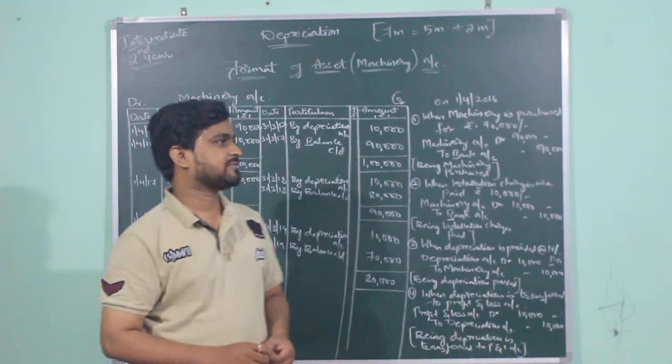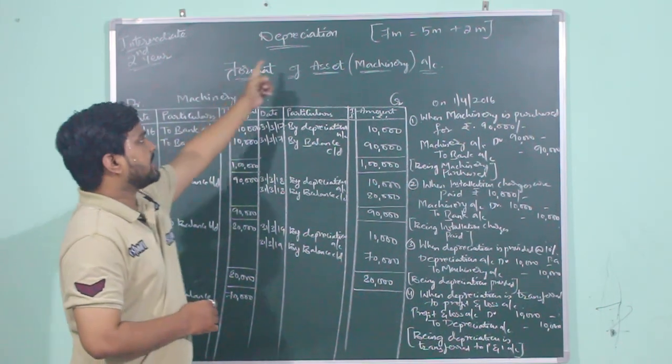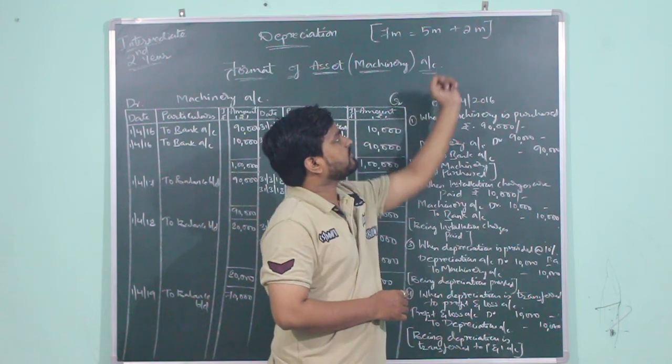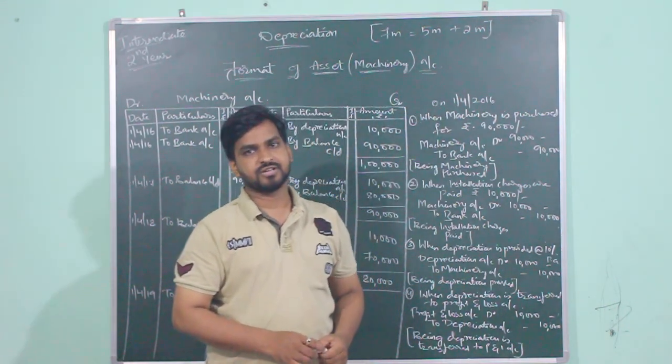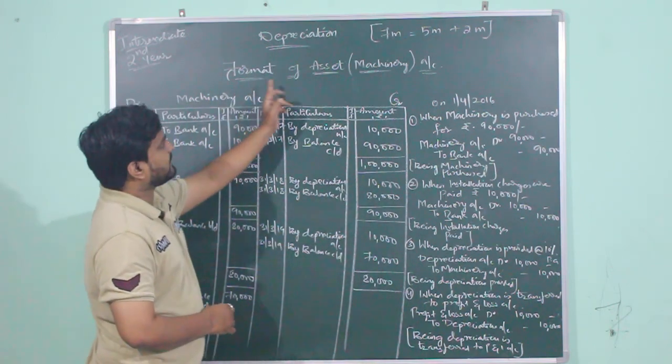In this video, I will be explaining the chapter depreciation. It is a chapter for intermediate second year students, and the weightage for this chapter is 7 marks. A problem will be coming for 5 marks, and a problem or a theory will be coming for 2 marks. In this video, I will be explaining the format of an asset account.